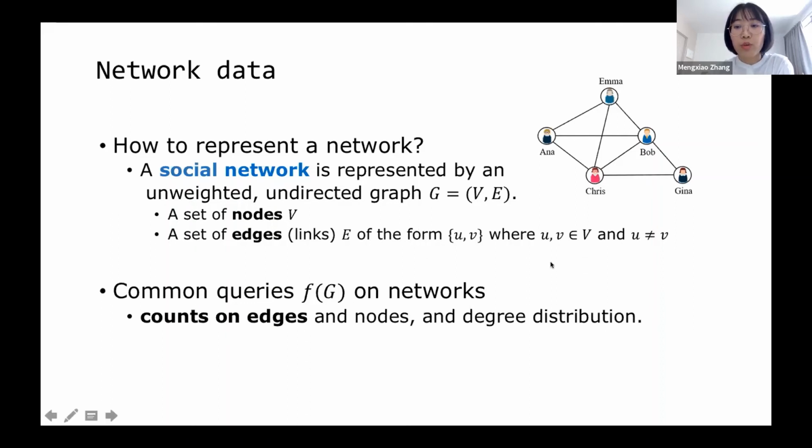Then what kind of information can we get from such a network? We may count the number of users, or we can count the number of friendships. Also, we can learn how dense the network is. So here we just focus on a specific query type, that is to count the number of friendships of this network, or the edge count query.